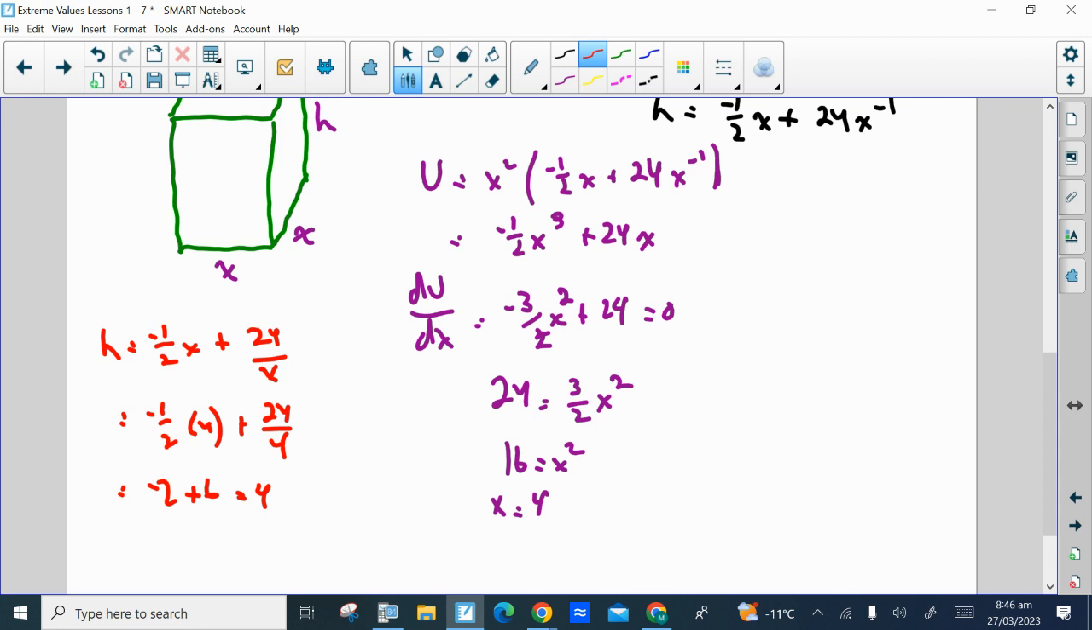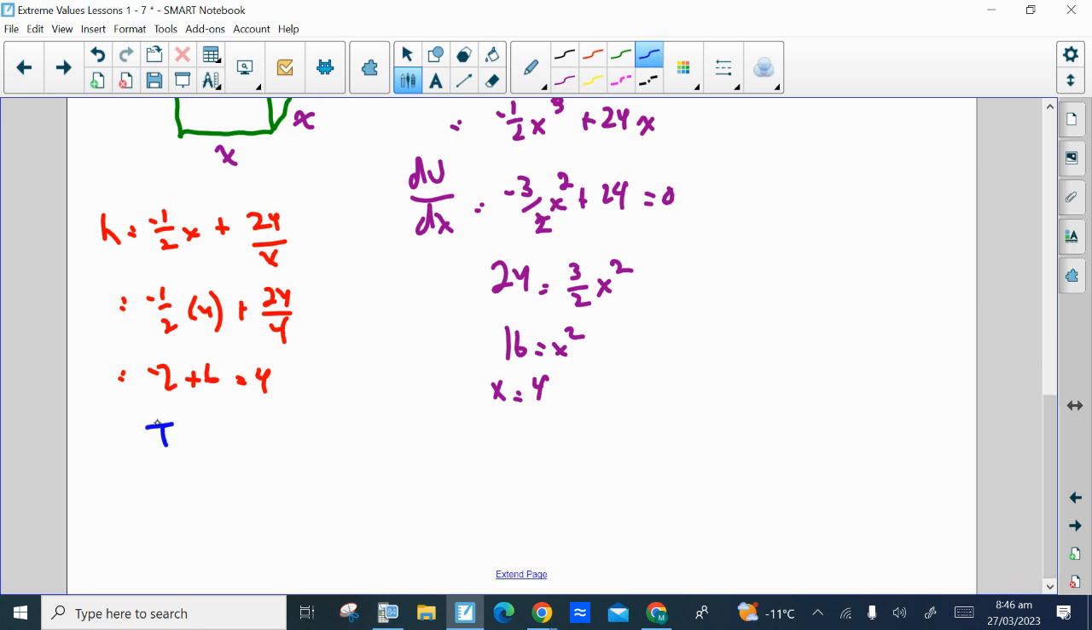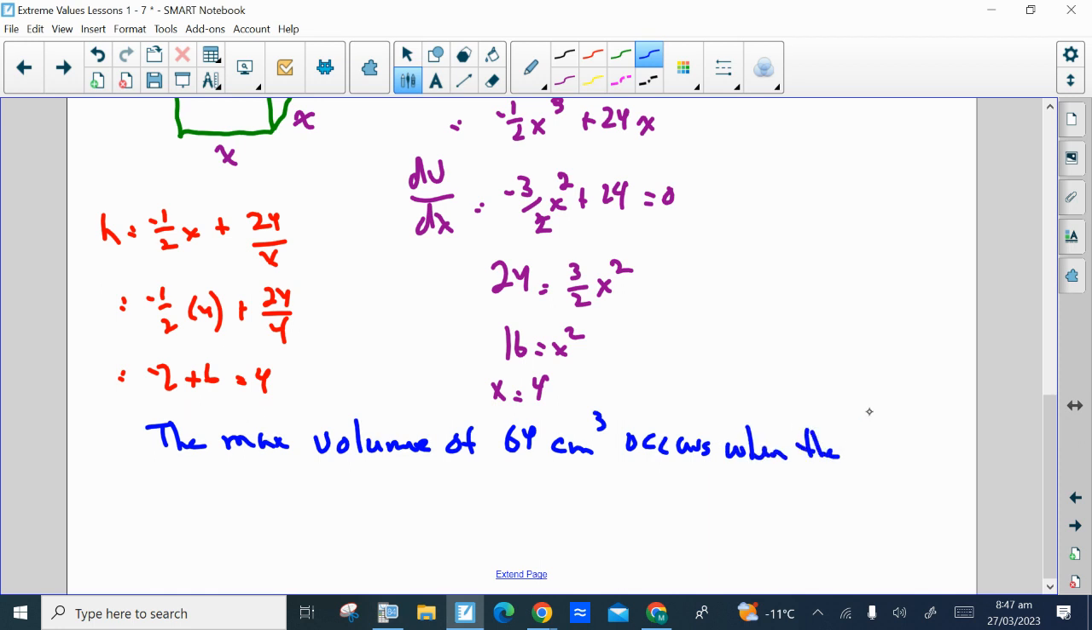And so when you find the volume by going length times width times height, 4 times 4 times 4 is 64. So the maximum volume of 64, and this is in centimeters cubed, occurs when the box measures 4 centimeters by 4 centimeters by 4 centimeters.